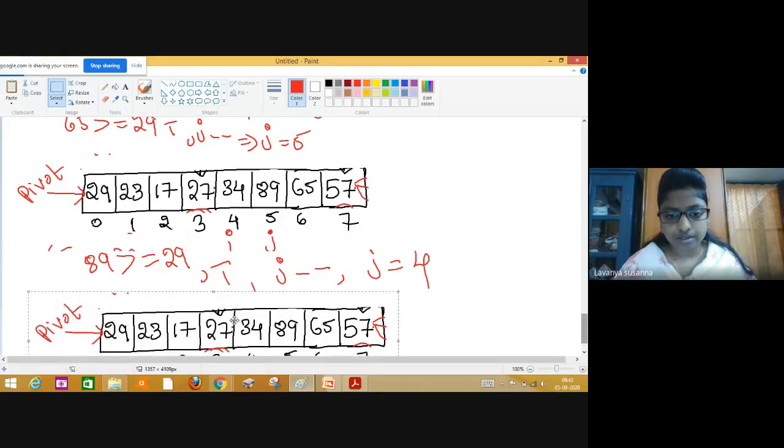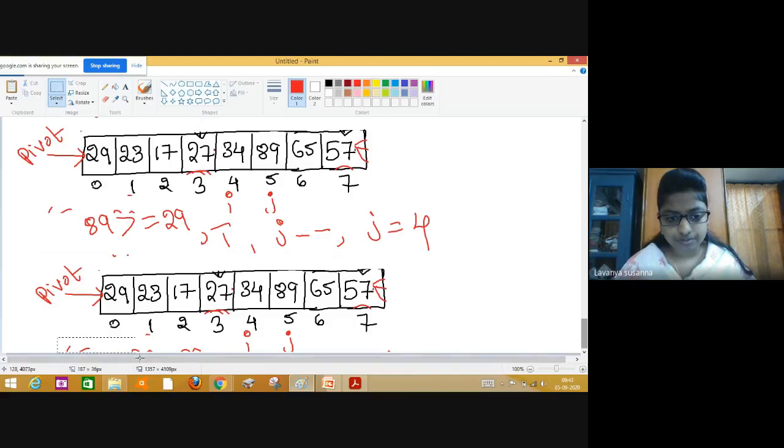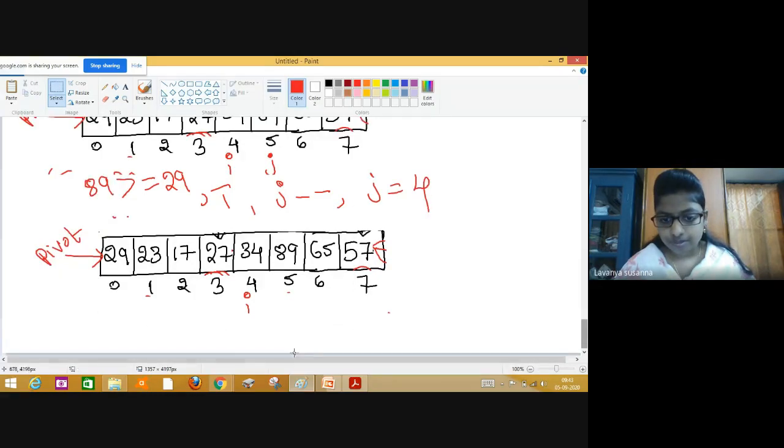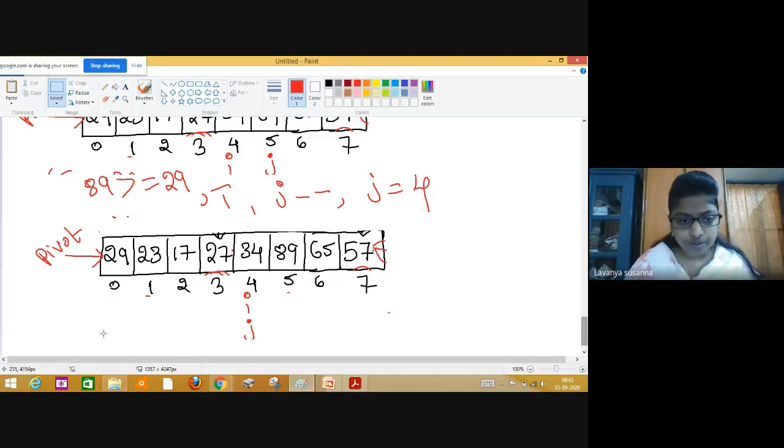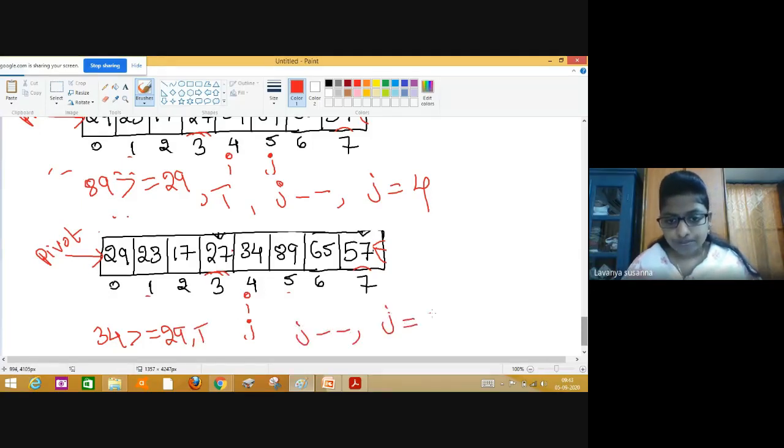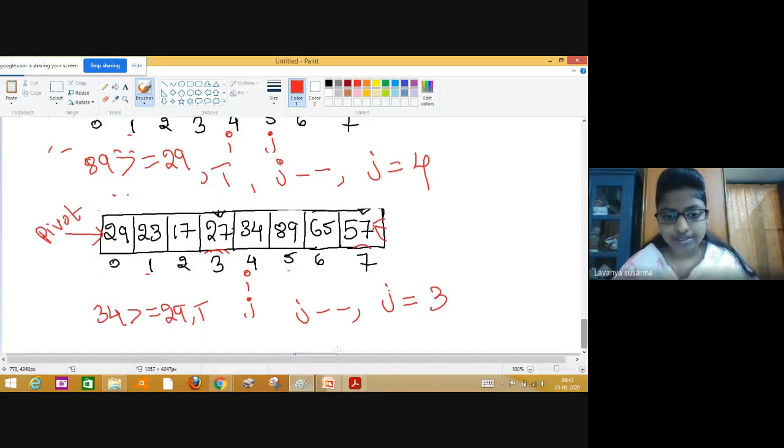Now see, j is 4, right? J decremented. J must move. I is pointing to 4 and j is pointing to 4. Again, you need to repeat the process because j is not stopped. Now, j is pointing to 34. 34 greater than or equal to 29. True. When it is true, j will be decremented. Now, j equals 3.